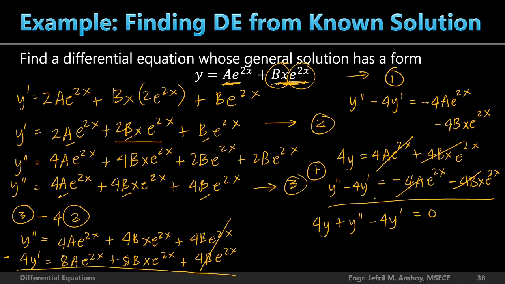Now again, the proper way of writing a differential equation is to arrange them in order of decreasing derivative. So we will write it as y double prime and then minus 4y prime plus 4y equals 0. So we now have a differential equation. So take note that this differential equation is linear. This is a second order linear differential equation, linear in y, and has constant coefficients, 1, negative 4, and 4.